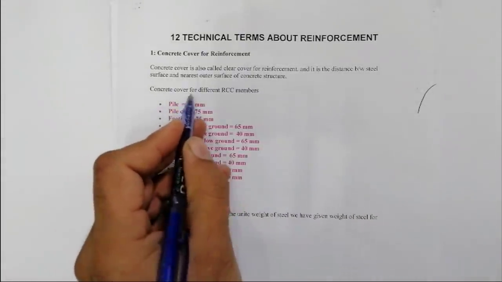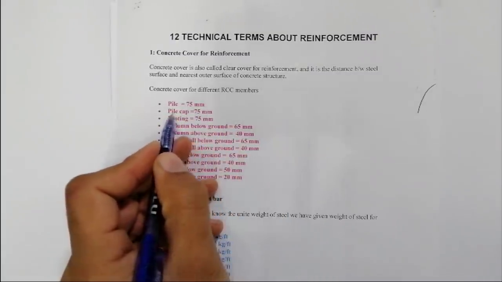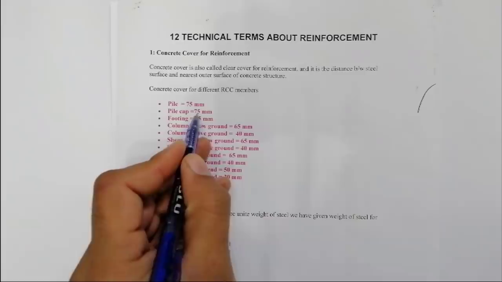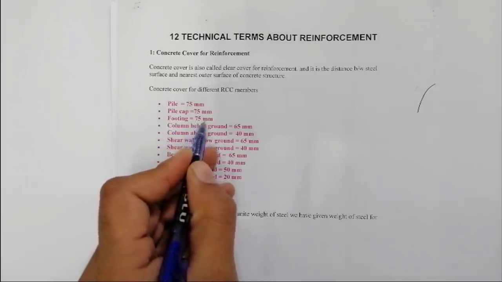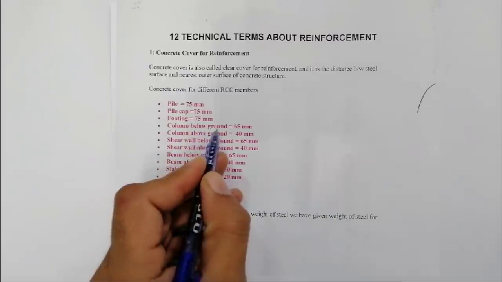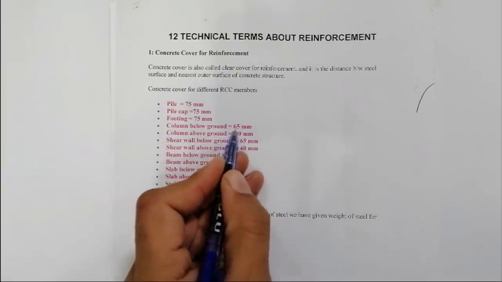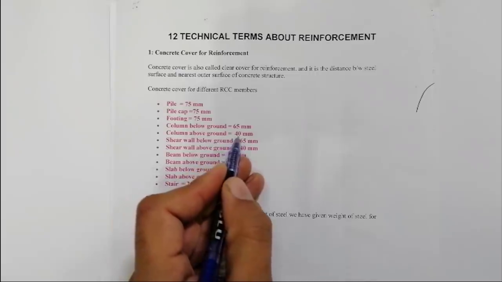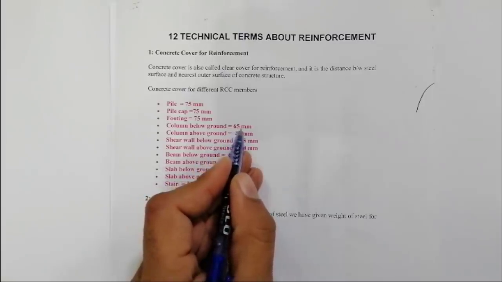Now we have concrete cover for different RCC members. For pile you can use 75 millimeter, and for pile cap it should be 75 millimeter. Now we have column footing, which is also 75 millimeters. For a column below the ground, especially in a basement, it should be 65 millimeter, and for a column above the ground, without the basement, it should be 40 millimeter.